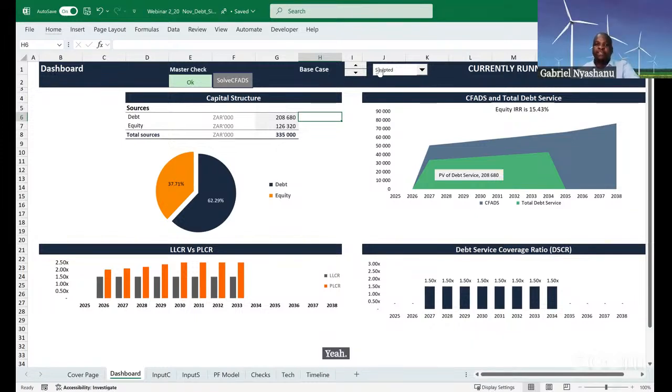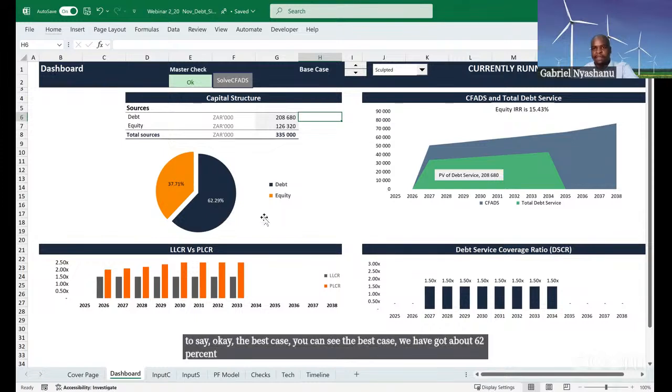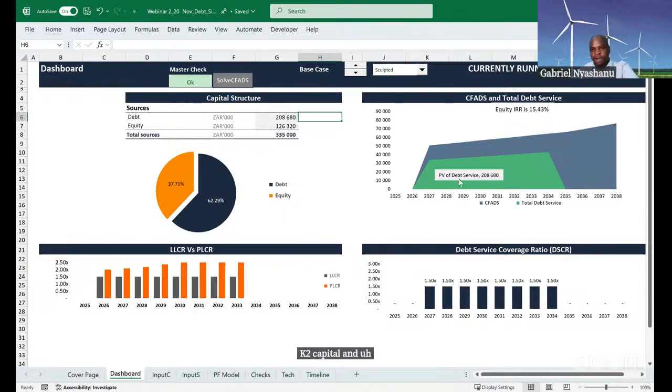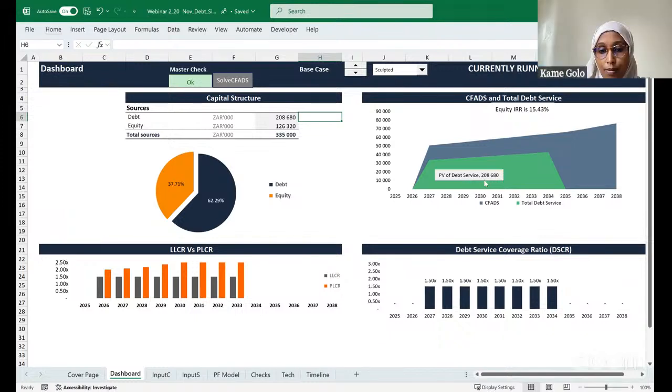Yeah, okay. So what I'm doing there, I'll be done in 2-3 minutes. I'm just showing how the dashboard is now operating. As you can see here, this is the best case that is running this particular model, and it is on sculpted repayment. If I change here to the best case, we have about 62% debt to capital, and our debt service is 208.